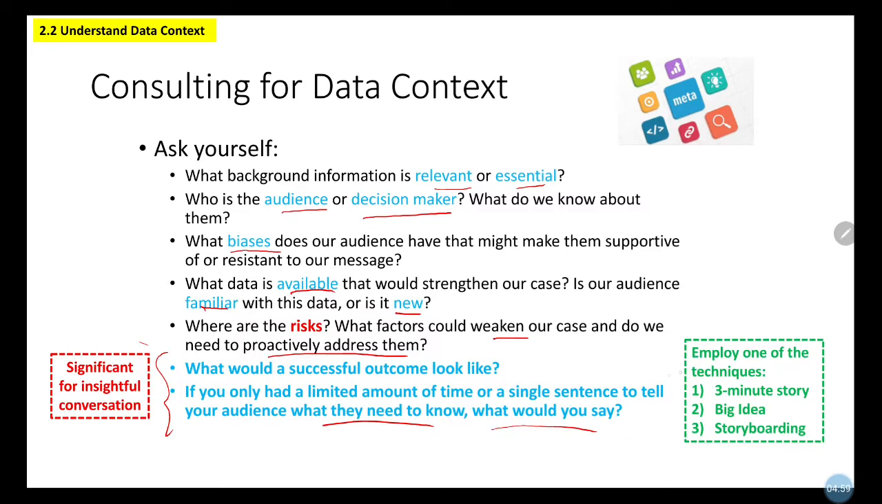As I mentioned in the previous slide, these are the three techniques that can be employed in order to gain insightful conversation. The first one is to perform a 3-minute story. The second is to perform a big idea, and the third one is storyboarding. This will help us understand our data context.